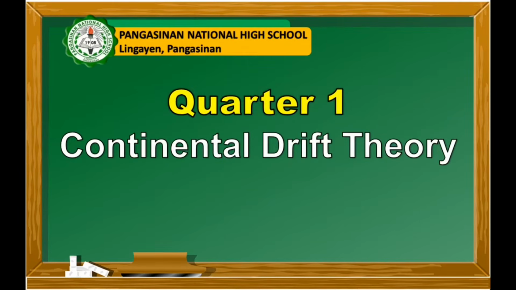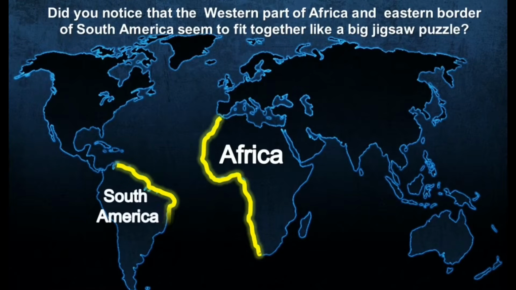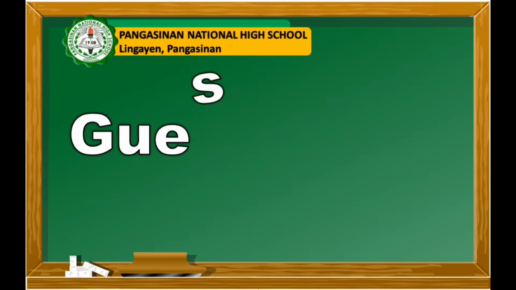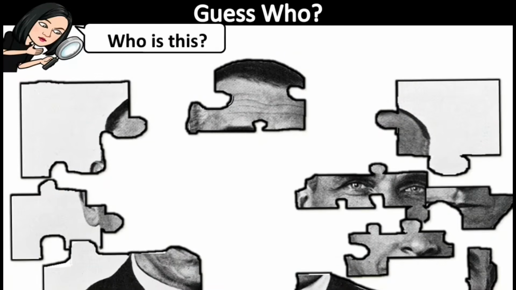Continental Drift Theory. Have you seen a map before? Definitely yes, you have seen one. Did you notice that the western part of Africa and eastern border of South America seem to fit together like a big jigsaw puzzle? Before we continue, let's play a game, Guess Who? Who is this? Can you guess before the time will end?